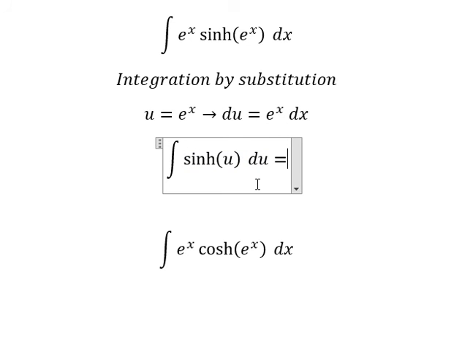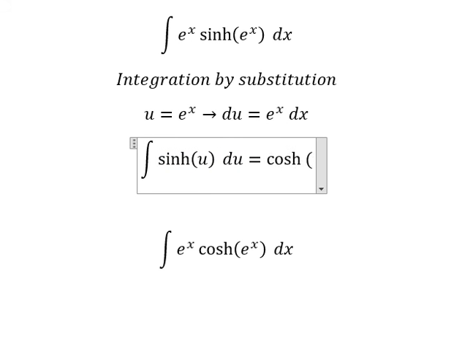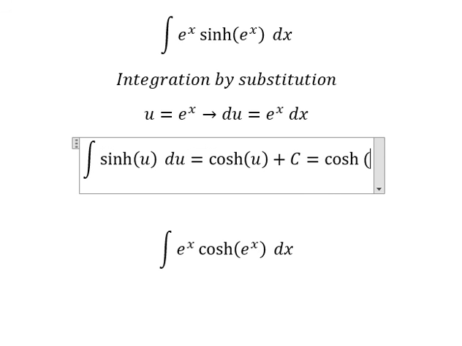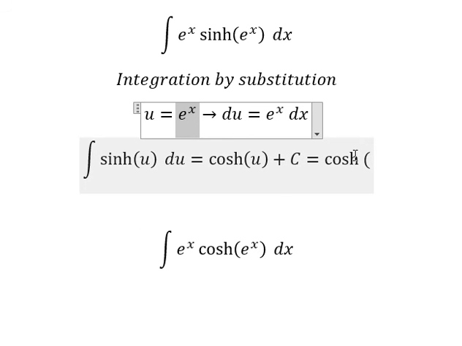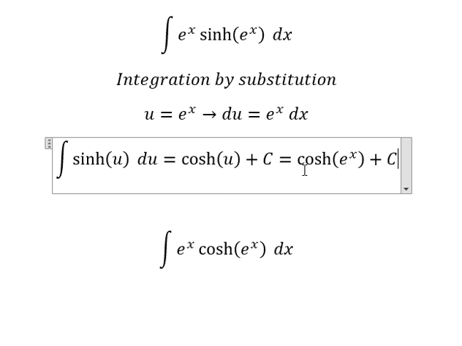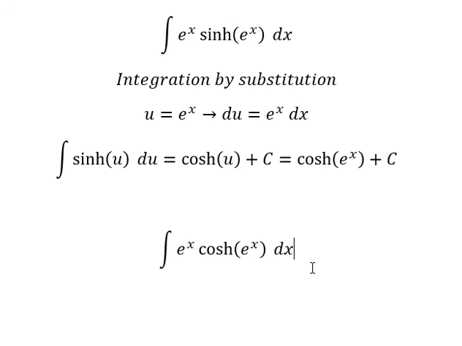The integration of this one, you get cosh u, and we put c. About u, that's e to the power of s. And this is the final answer.